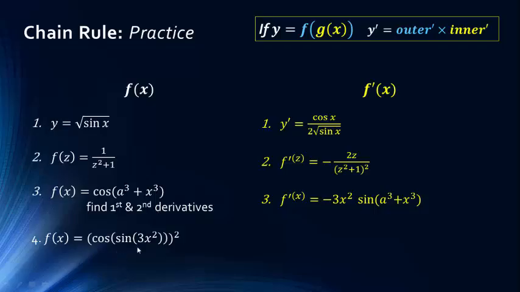Now let's look at this guy. The first one is 2, remember he comes down in front, times all of this to the 1 power, times negative sine of sine 3x squared. Next level, times cosine of 3x squared. Next level, 6x.